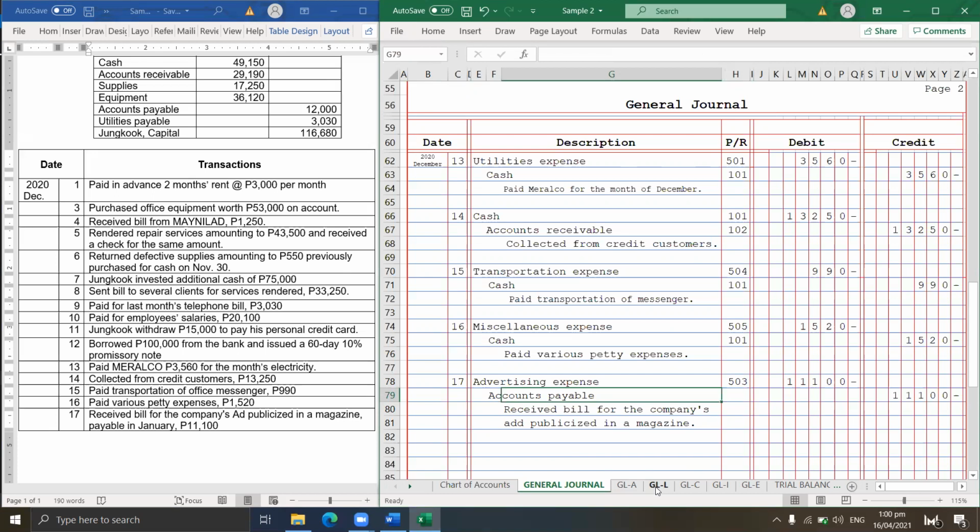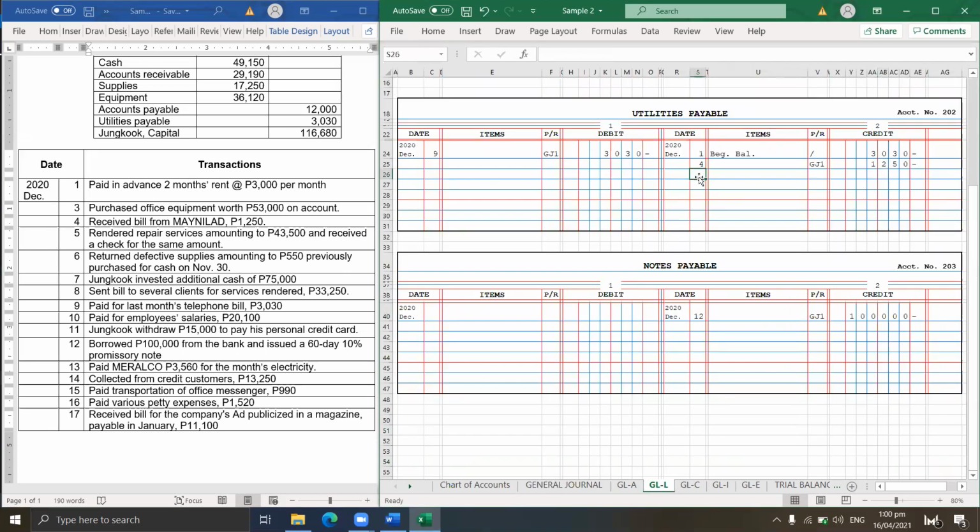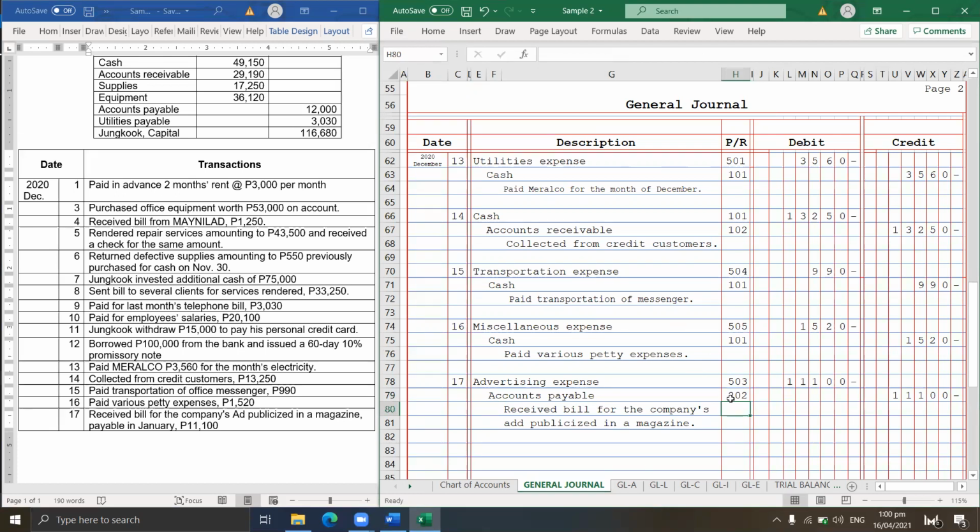So punta tayo sa ledger ng accounts payable. Okay, so that's amounting to, December 17, GJ2, and then we have 11,100. Okay, so that's our last transaction, no? Balik tayo sa journal 202, para sa posting reference. Okay, so we have already journalized and posted all of the transactions. Now, after po nating magawa yon, you are now ready to total or get the balances of each of the ledger accounts. So yun po yung gagawin nating next, to check the balances of each of the ledger accounts. Okay, so I hope na nasundan nyo po.